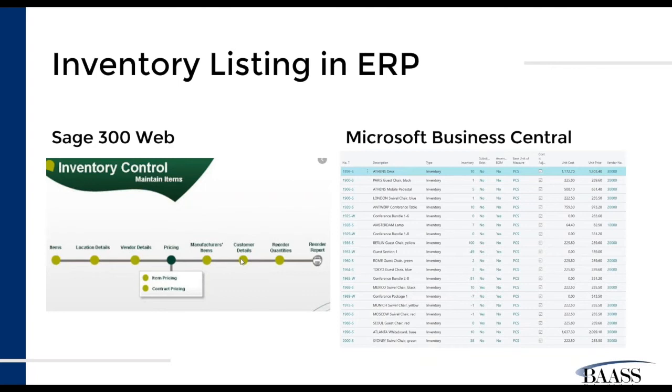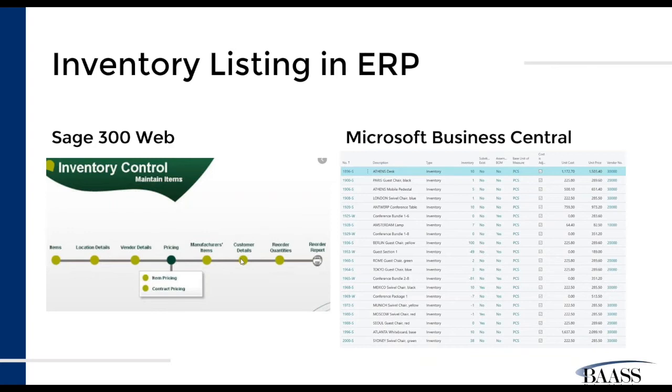Something I mentioned in the previous slide: if you're in the service industry, you may be just tracking the material that you need on a job. The location details in Sage 300 can track where in your warehouse they are located. On the next screenshot over is the Microsoft Business Central look. This screenshot is a little bit different. Sage 300 has the setup in individual spots, so items get set up in one spot, pricing in another spot, and reorder quantities in another area.